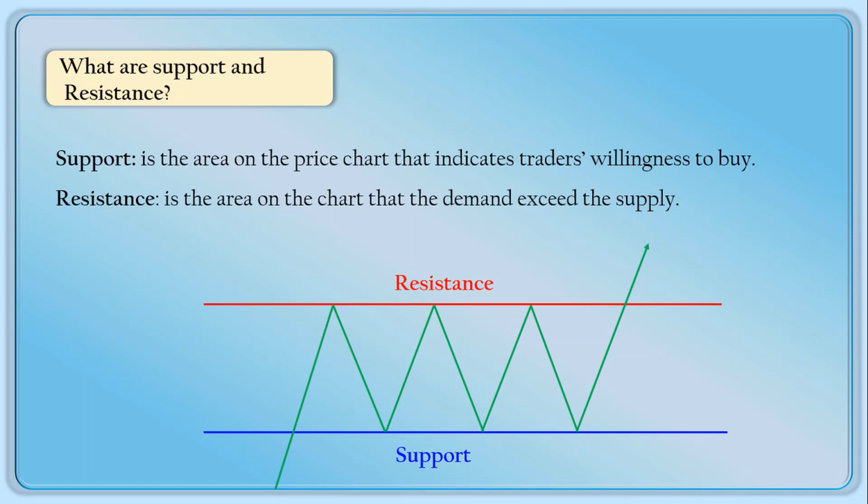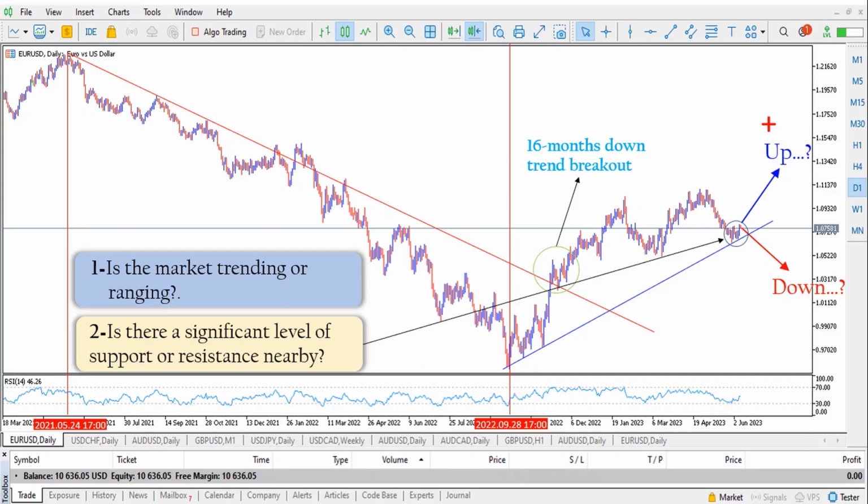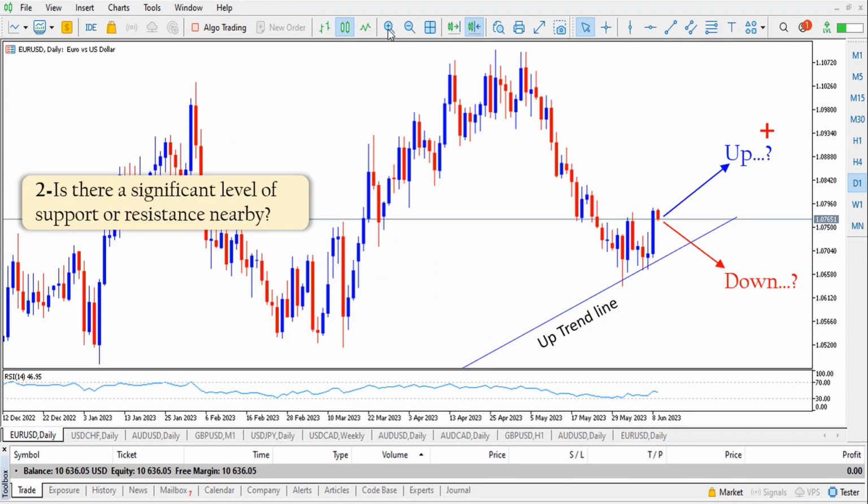So now you briefly understand about the support and resistance, then I have to go back to our trade. So for finding the closest support and resistance nearby, I will zoom in the chart. Now I will look for the closest support and resistance.